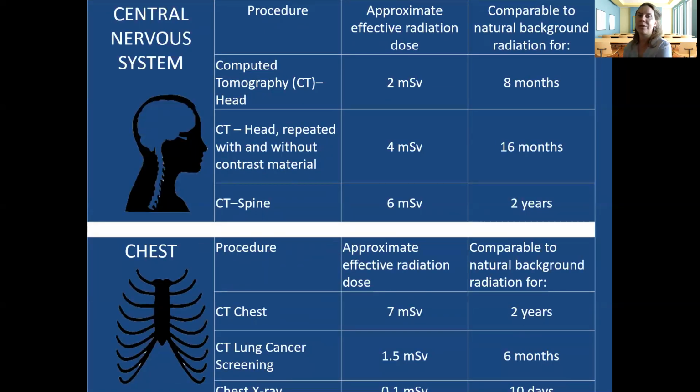Central nervous system: computer tomography of the head is 2 millisievert, the same as 8 months. Computer tomography of the head with and without contrast material is 4 millisievert, which is 6 months. And computer tomography of the spine is 6 millisievert, or 2 years. Every time we talk about the central nervous system, brain, neck or spine, we have to remember that we have another method of diagnostic for this organ and system. This method's name is magnetic resonance tomography. It's without any radiation exposure.